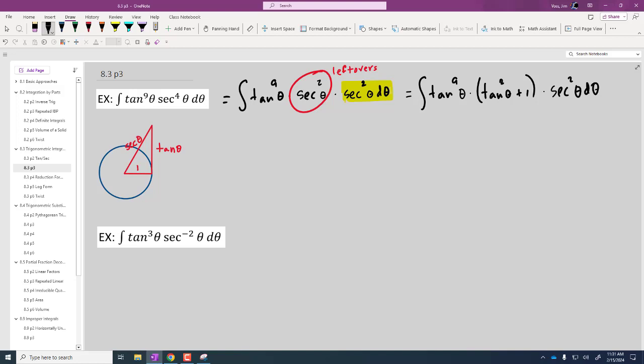Then we're going to let u be tangent, because its derivative is now that thing that we grouped with the differential. So we're going to let u be tan of theta, so du will be secant squared of theta d theta. And we're going to have the integral of u to the 9 times u squared plus 1 times du.